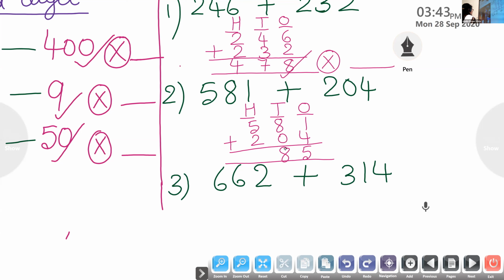Prithvin. Yes, ma'am. Hundreds place, 5 plus 2. 7. Yes. 2 in your fingers after 5: 6, 7. Yes. Good.